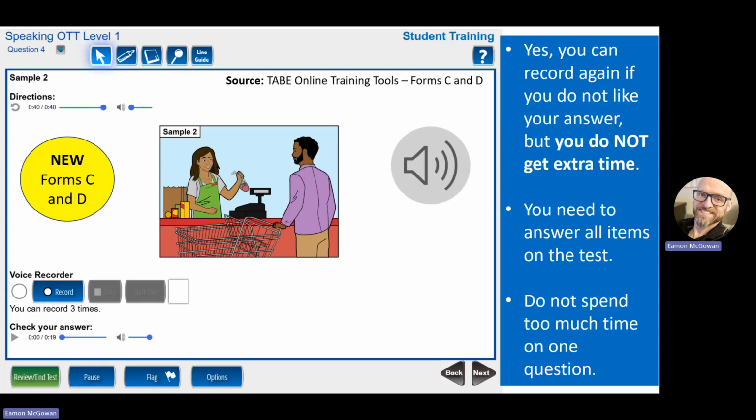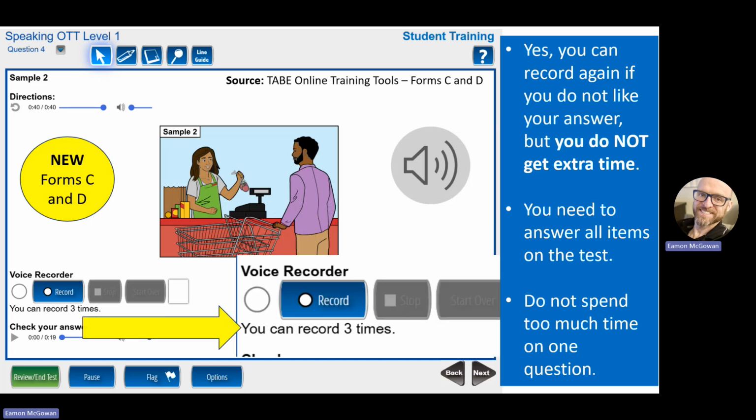The other aspect we want to tell our students is that yes, you can record more than one time. If you didn't like what you said the first time, you can re-record. But we need to tell our students they do not get any extra time to re-record. And a lot of our students, especially our more advanced students, they want it to be perfect and they think that's what's most important and they're not realizing, oh, I have many more questions to get through.